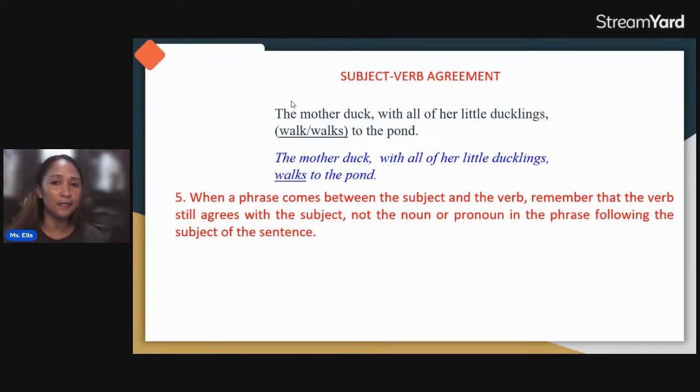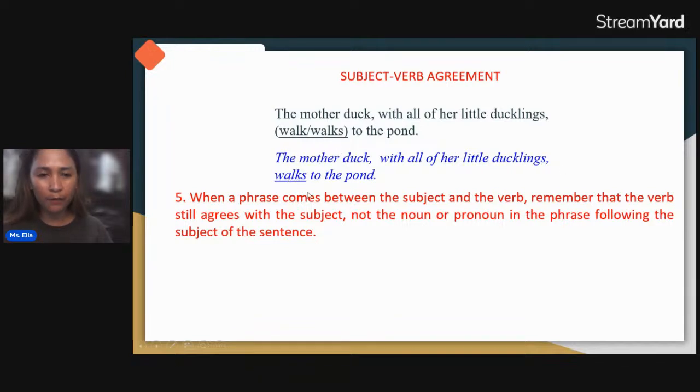When a phrase comes between the subject and the verb, remember that the verb still agrees with the subject, not the noun or pronoun in the phrase following the subject of the sentence. So let's find out first where the phrase is in this sentence. The phrase is with all of her little ducklings. And it comes between the subject, the mother duck, and our verb, walks.